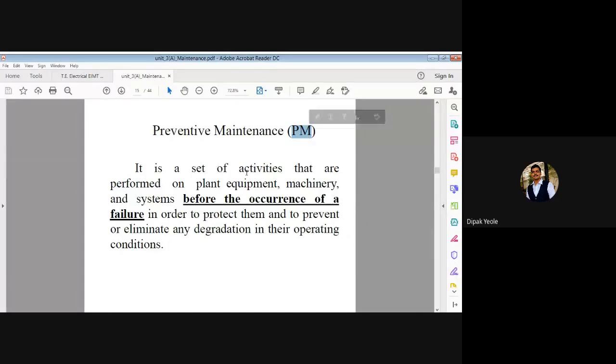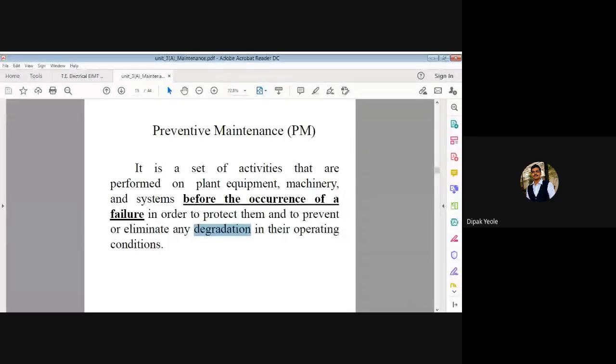It is a set of activities that are performed on plant equipments, machineries and systems before the occurrence of failure. Prevention is better than cure: we have to take precautions in order to protect them and to prevent or eliminate any degradation in their operating conditions. Now, what is the meaning of degradation? The dictionary meaning is losing its property. Losing its property is called degradation.